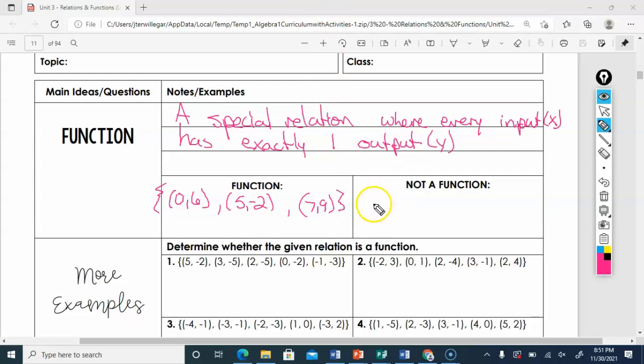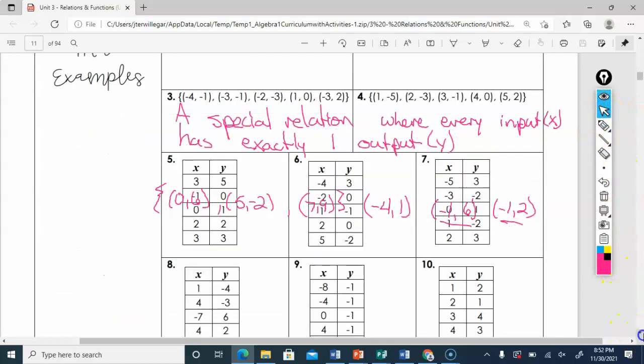What wouldn't be a function would be something like (-4, 1), (-1, 6), (-1, 2). This is not a function because here I have -1 going to 6 and -1 going to 2. And that's not a function. I need one output for every x, one y for every x. Let's look at some more examples, and that'll help us out actually. What is a function? What isn't a function?